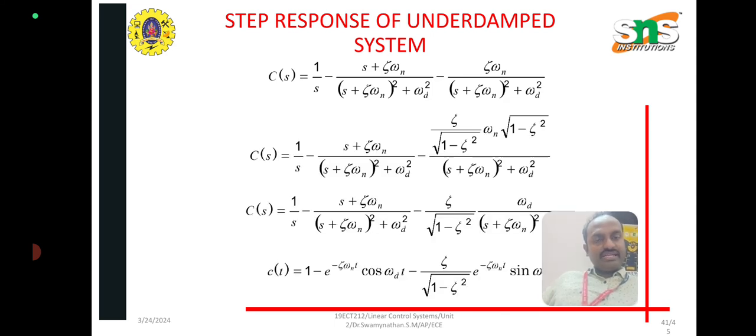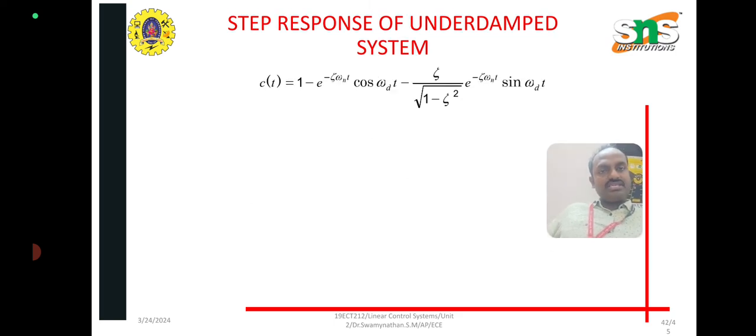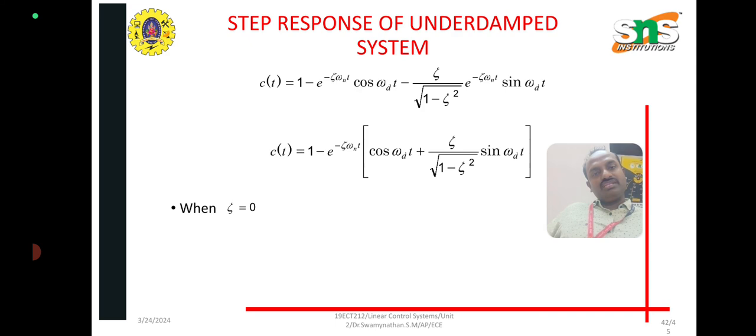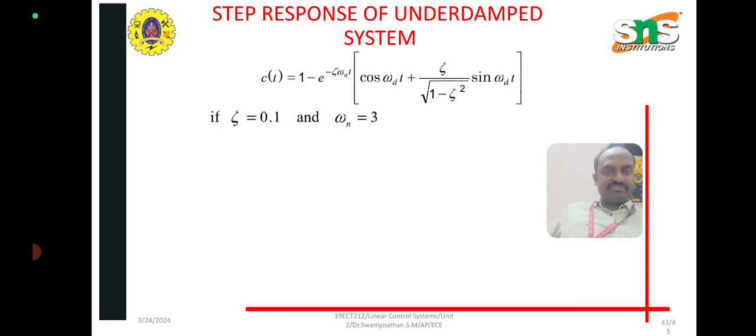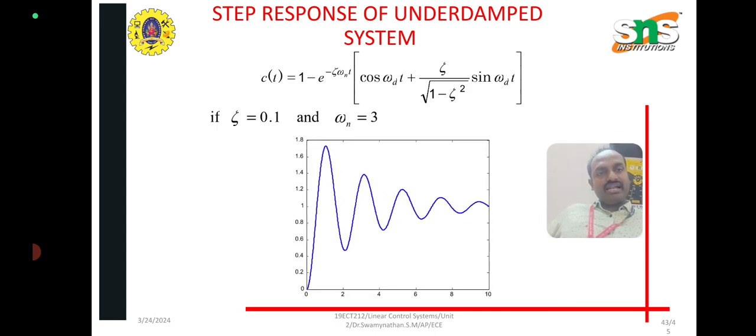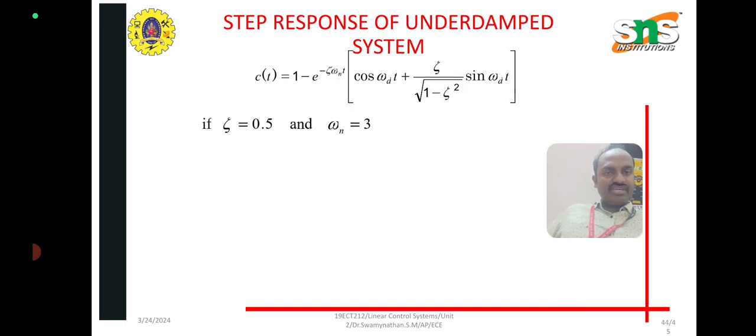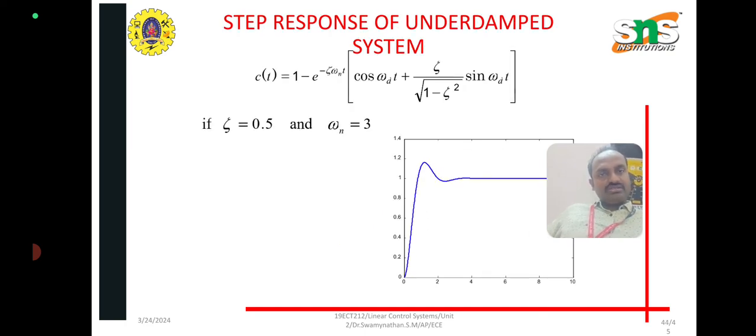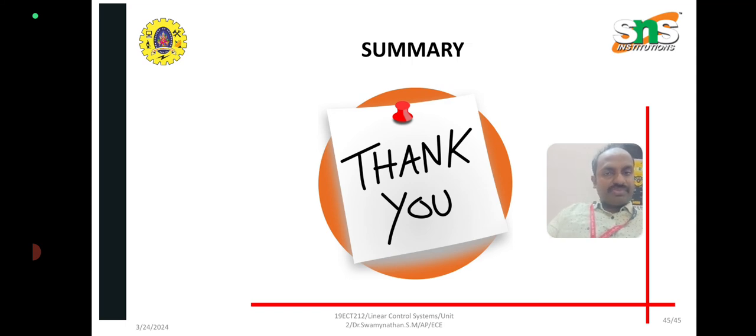And again, you can get C of t by applying the Laplace inverse transform. Then you can get the C of t value, and just substituting zeta is equal to 0, you can get C of t is equal to 1 minus cos omega n t. And again, substituting zeta is equal to 0.1 and omega n is equal to 3, you can get the graphical representations. So these are the different graphical representations. This is the example of the second order system impulse and step response.